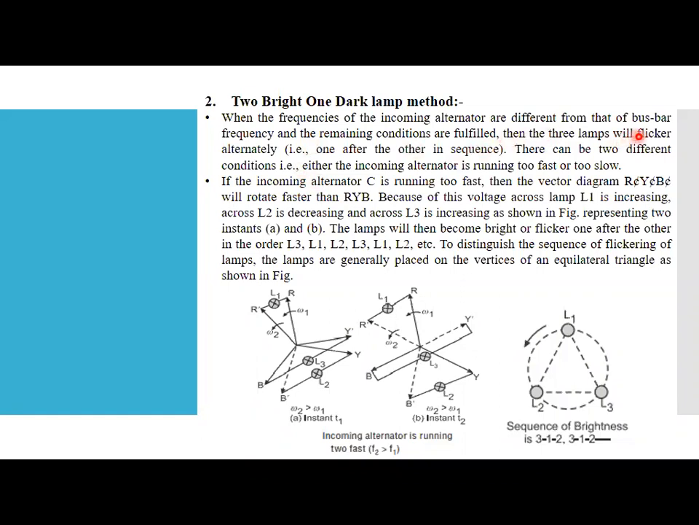Then the three lamps will flicker alternately, one after the other. First L1 will flicker, then L2, then L3, again L1, L2, L3, or L3, L2, L1. This is L1, L2, L3, L1, L2, L3, L1, L2, L3. This is the order of the alternating of the frequency.